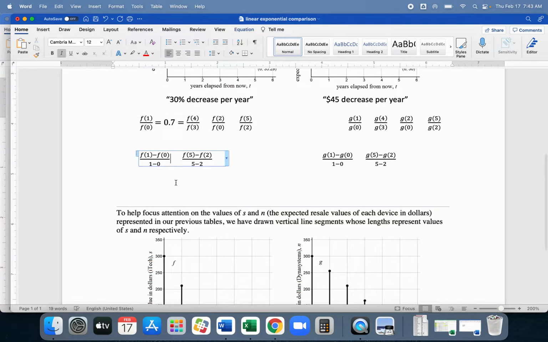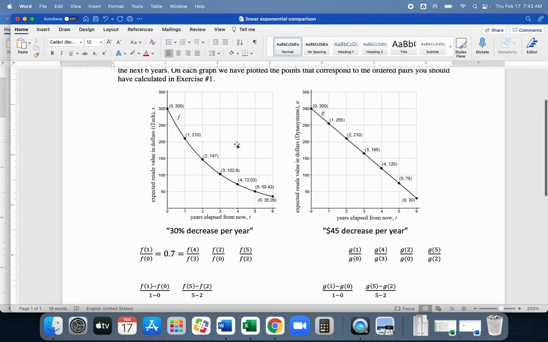So that's why these two both have the same value here. Let's see if I can click someplace else. Because those are both talking about consecutive years. Now, if I were to look at year 2 compared to year 0, is that 60%? Because it says 30% per year.